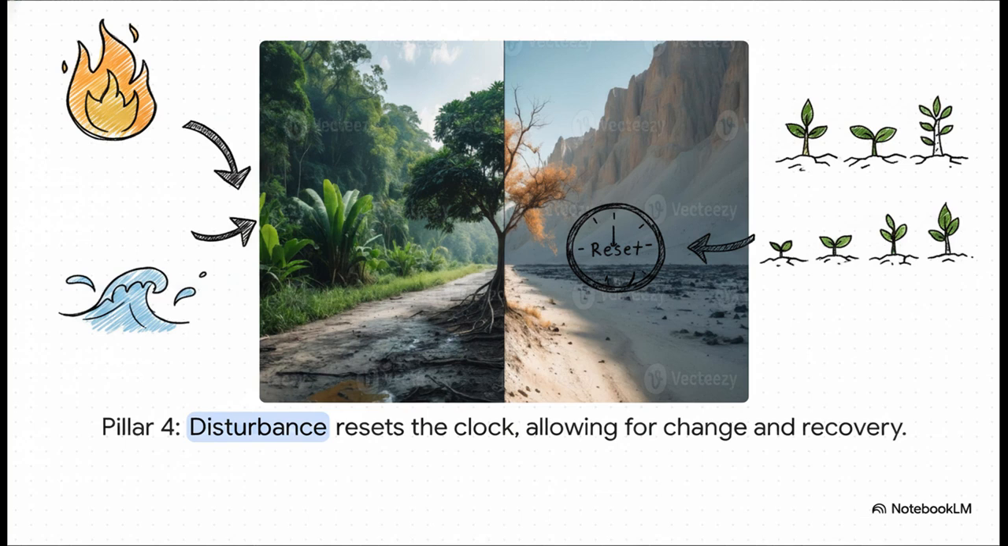And pillar 4 is disturbance. Now, things like fires and floods, they might look like total destruction, right? But in ecology, they're actually catalysts for change.